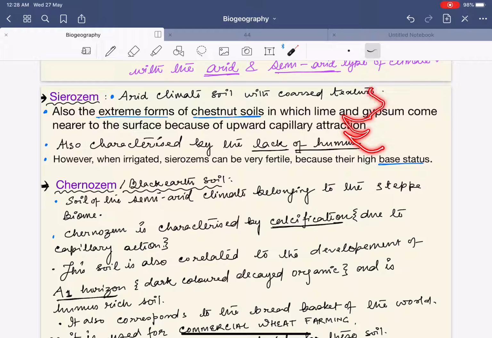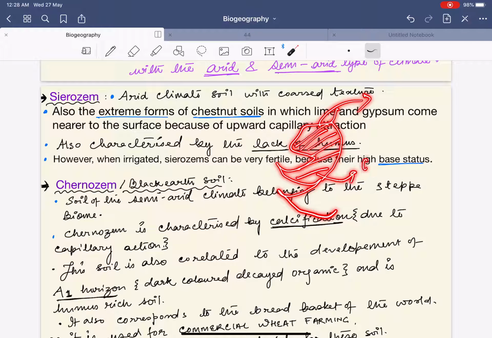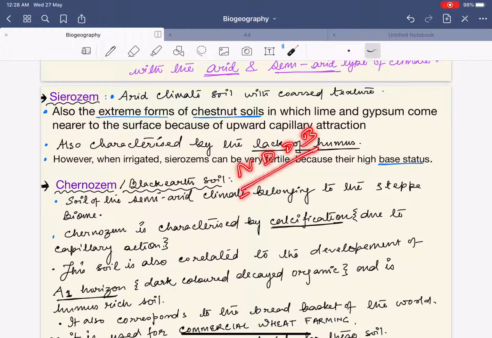Yes, this is the region where we find the xerosum soil. This is the part of Rajasthan and this is the part of Gujarat. In this part we find the xerosum soil, and nowadays the NDDB, I hope you know what the NDDB is, the National Dairy Development Board, is using this xerosum soil or the desert soil for the fodder crop.